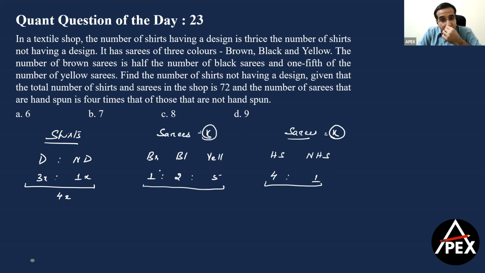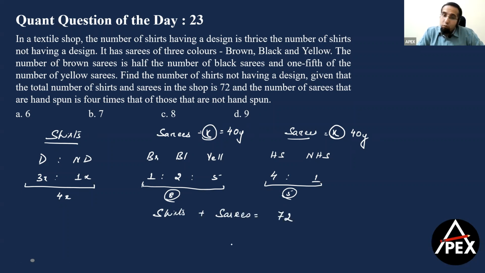Now, for each of the values to be an integer, K has to be a multiple of 8 because this is 1 plus 2 plus 5. This is 8 parts. The same K also has to be a multiple of 5 parts, which means I can rather assume the number of saris to be LCM of 5 and 8. So instead of K, I would assume the number of saris as 40Y. But I repeat, Y has to be an integer. Clear? So total number of shirts plus total number of saris is equal to 72.